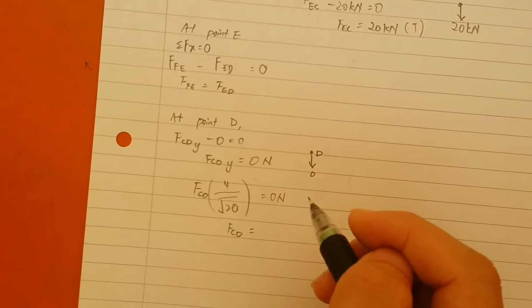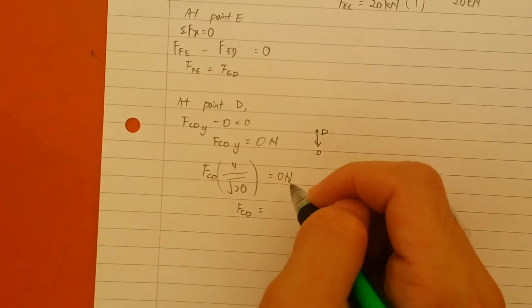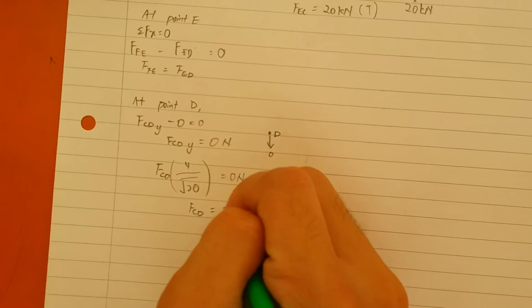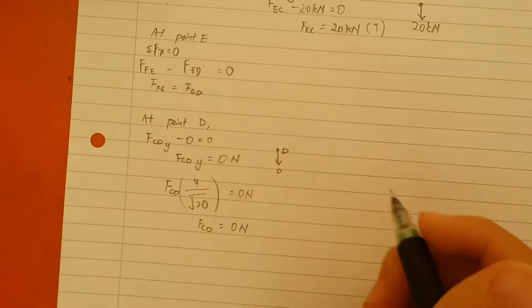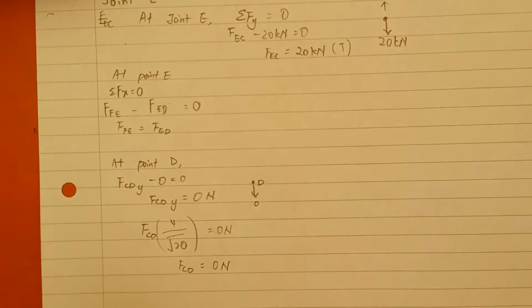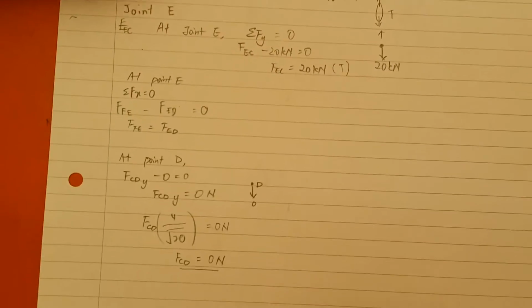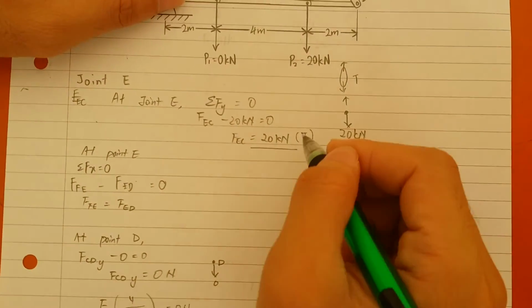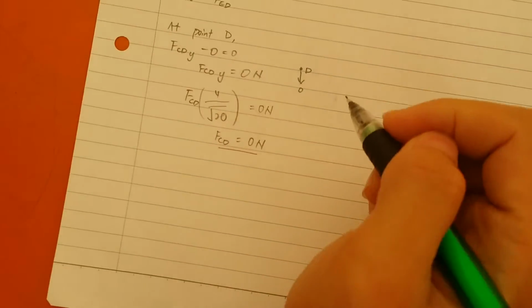Because it's 0, whatever we multiply it by, the result will be 0 also. So we solved another one: FCD is 0. So far we know two unknowns: FEC is 20 kilonewton tension and FCD is 0 kilonewton.